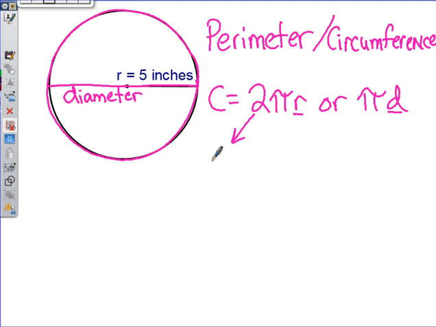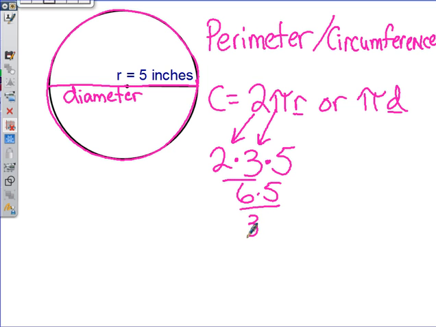Now we're going to just use our 2, put in our pi, which for now we're going to use the approximation of 3. And pi is really 3.14 and a lot of digits after that. But for now, for estimation purposes, we'll just use 3. And our radius is 5. And then we just simply multiply those together. 2 times 3 is 6, times 5 is 30. And if we remember, that's just an approximation, so it's not exactly 30. It's close to 30. Now let's do it using diameter.